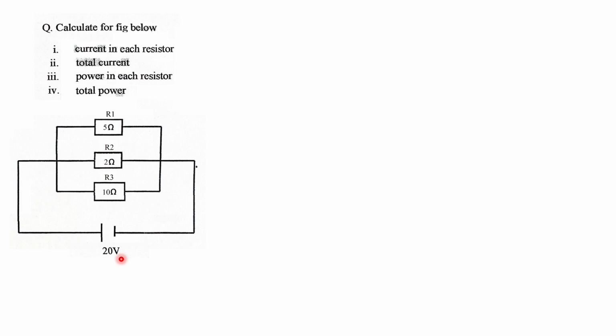Okay, so let's solve the question. So the solution I, we have to calculate the current in each resistor. Since it's a parallel network, the supply voltage here, that is 20, is common to all the resistances. 20 volts will be the same voltage across resistor R3, the same across resistor R2, and the same across resistor R1. So the supply voltage is common to the resistances.